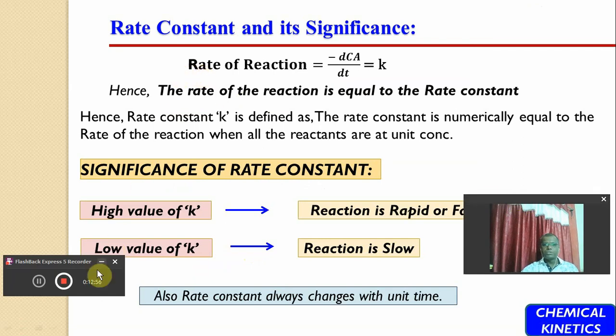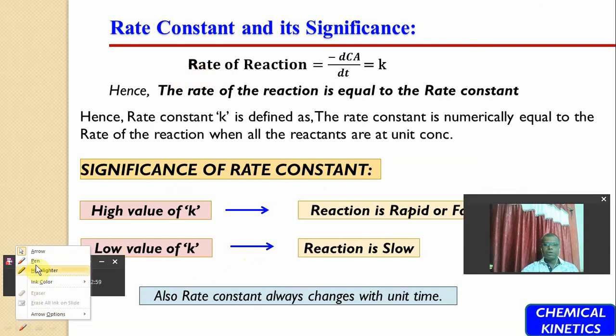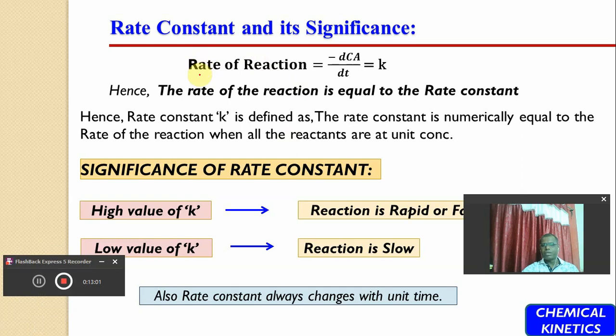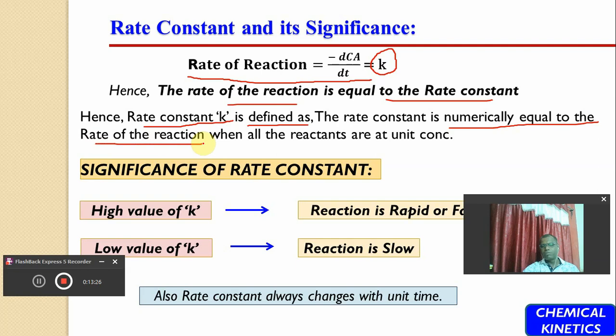So with the help of this condition, the unit concentration of the reacting substance, we got the simple equation: rate of reaction is equal to the value of K. From this we can define the rate of reaction as equal to the rate constant. So the rate constant K can be defined as numerically equal to the rate of the reaction when all the reactants are at unit concentration.